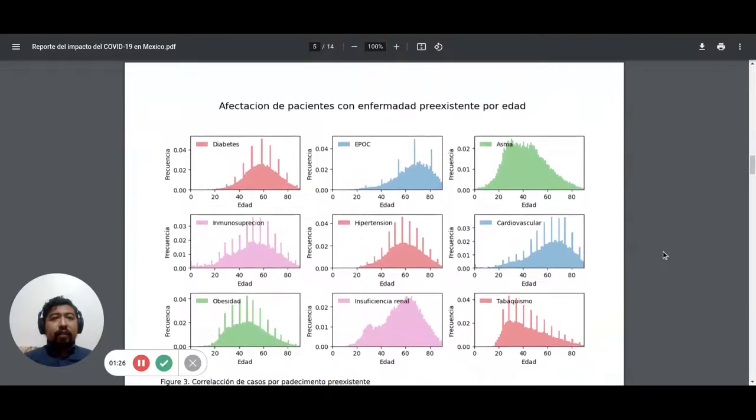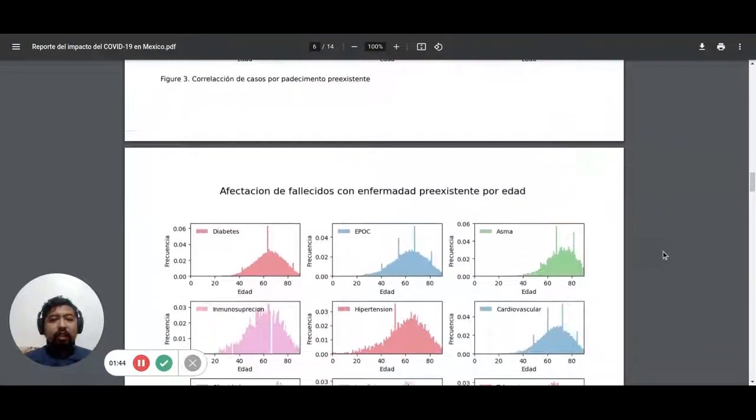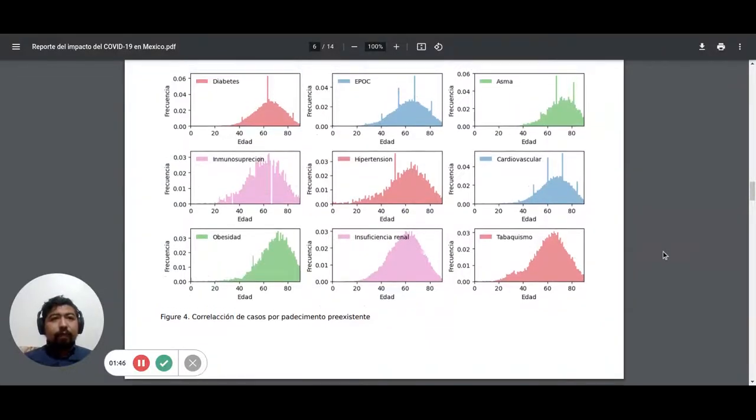In this chart, we see the cases of COVID-19 start to increase quickly in the number of infections from 40 years old, with one exception: asthma, which starts from 20 years. When we talk about mortality, we see the same behavior, but now obesity and asthma start to increase the number of deaths from 60 years old.